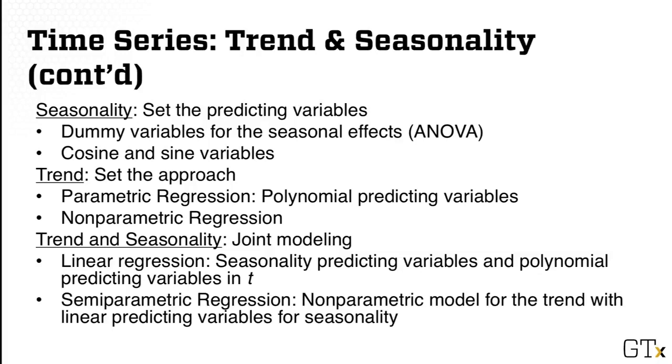To combine both into one joint model, we simply use linear regression if both the seasonality and the trend are specified by linear terms, or we can use a semi-parametric model in which the trend is non-parametric, but the seasonality is added to the model linearly.